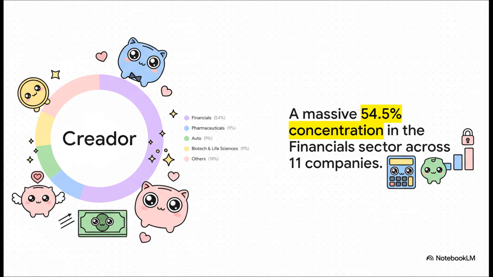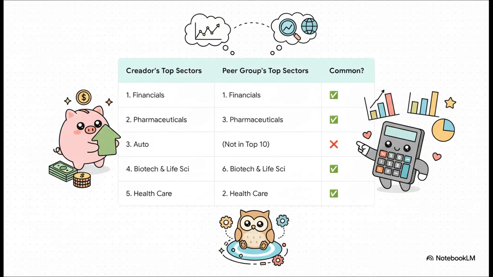The first thing that just jumps right out at you is the concentration. I mean, look at this, a whopping 54.5%. Over half of their entire portfolio is in just one sector, financials. That's not just a focus, that is a massive strategic bet. It tells you immediately where their conviction lies. So, is that huge bet on financials a contrarian move?